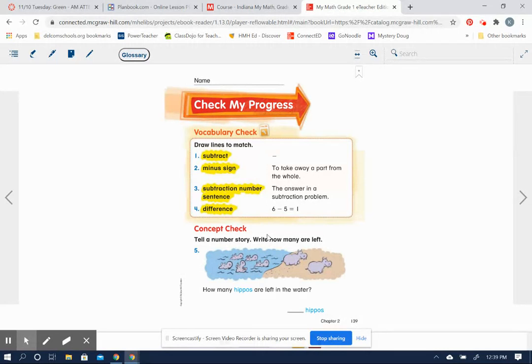Okay, this part down here at the bottom says, tell a number story and then write how many are left. So this is a story about some hippos that were in the water, and some are getting out, and they are asking, how many hippos are left in the water? Blank hippos. Okay, I'm going to go to the next page then.